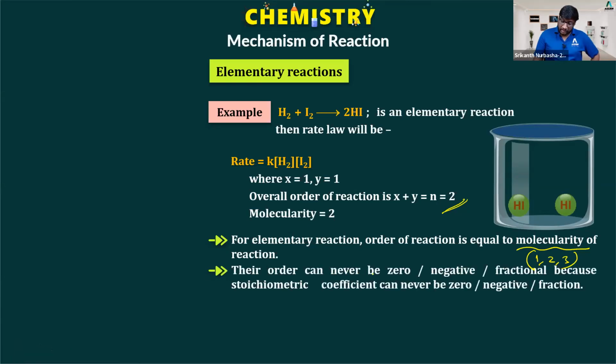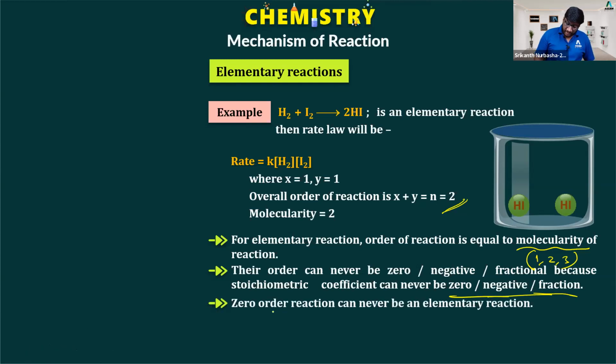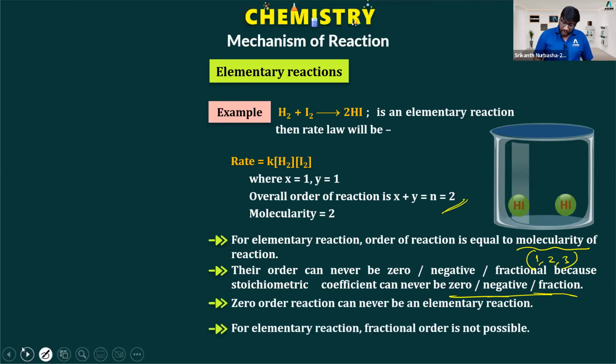Their order can never be 0, negative or fractional, because stoichiometric coefficients can never be 0, negative or fractional. And for elementary reactions, you cannot have fractional order, or 0 order, or negative order. A 0 order reaction can never be an elementary reaction. Fractional order is also not possible. These are the points you have to note down.